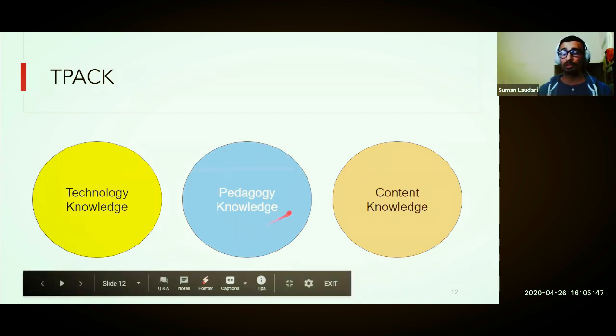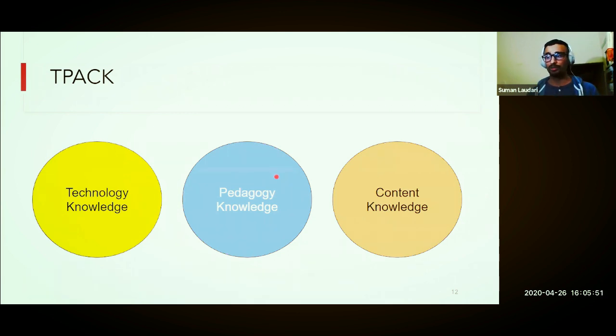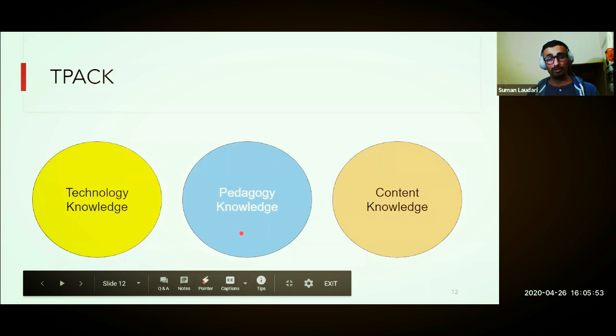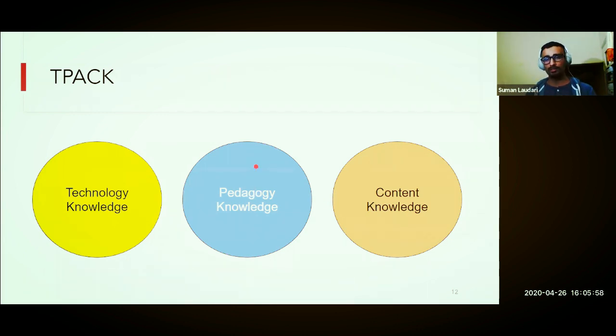Pedagogy knowledge, I think because many of us have that background in education, is how you teach, what you do at a certain point of time in your classroom, and what your choices are when you do group activities and when you do not do group activities.